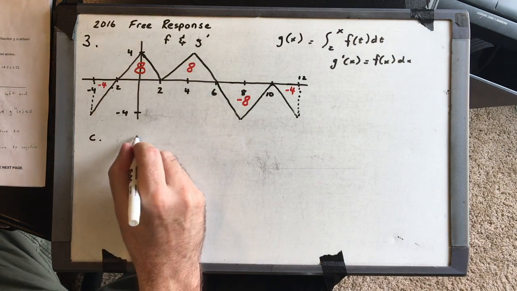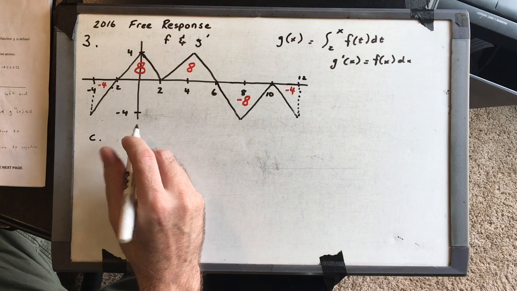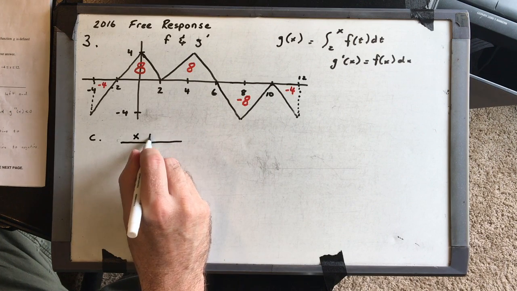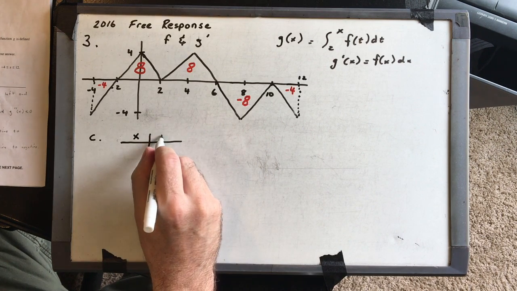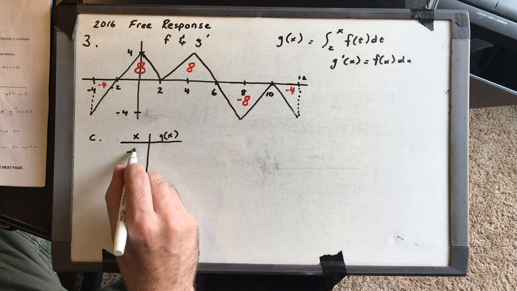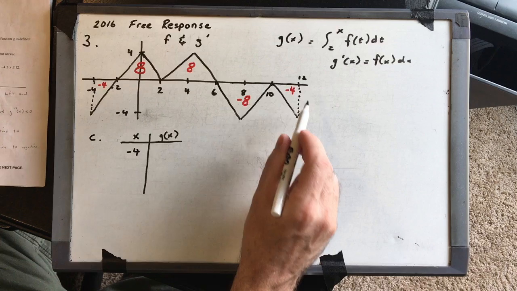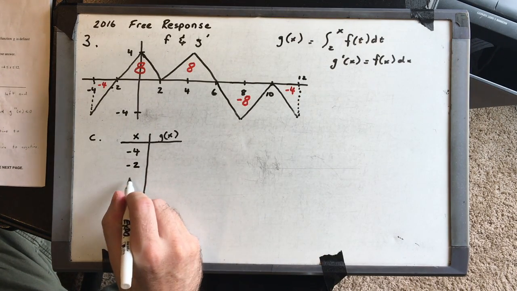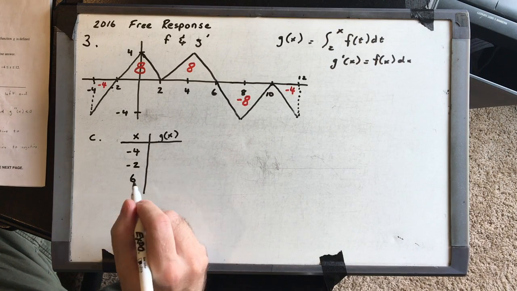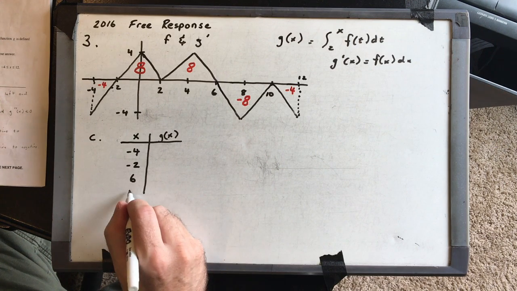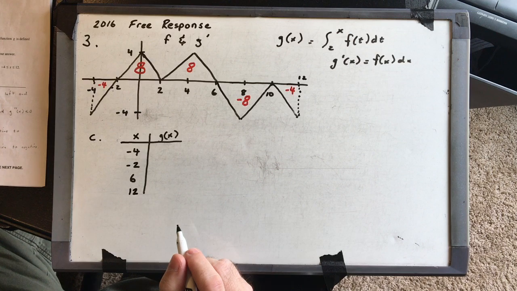Okay, so here's where we're going to figure out the absolute max and the absolute min. Let's make a table here: x, g of x. We know we have to test the endpoints, -4 and 12. We know we have a min at -2. We know we have a max at x equals 6. And we also know that the other endpoint is 12.